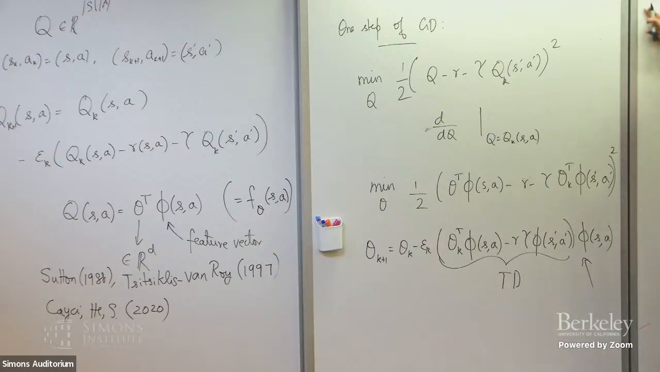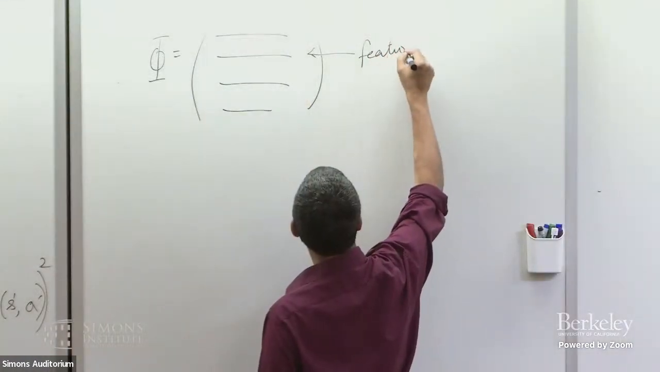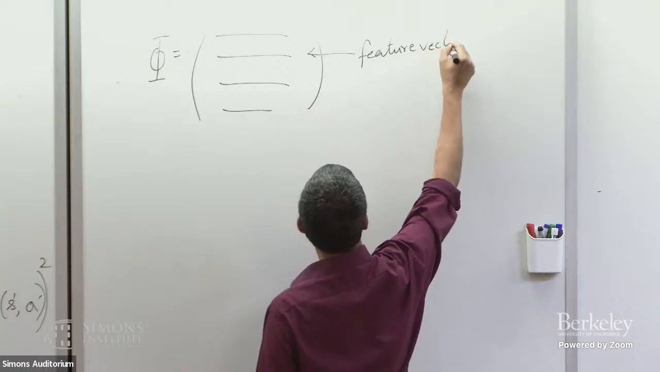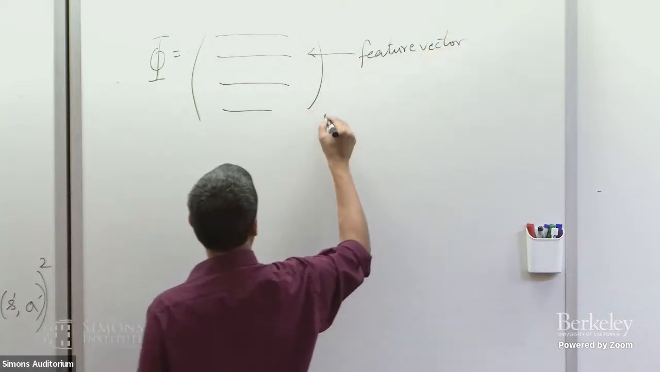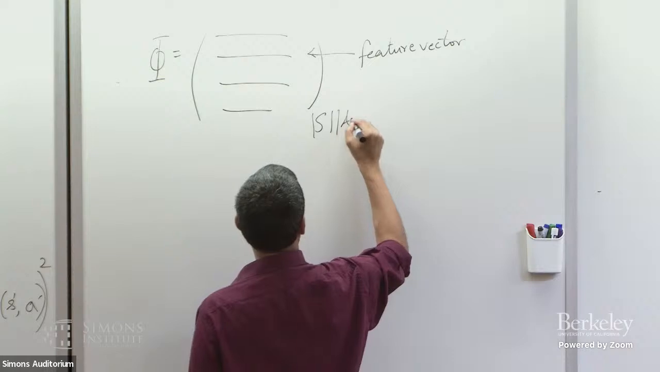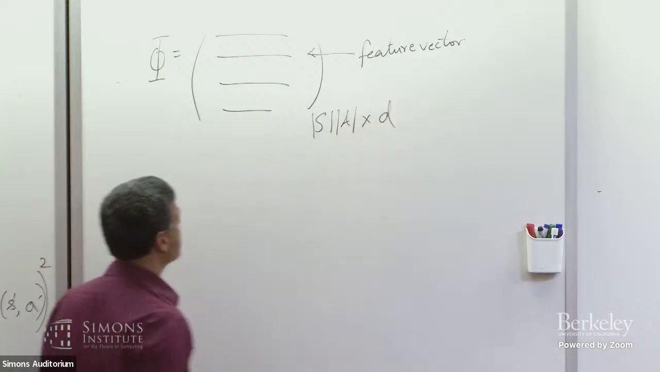So in vector form, as before, first I'm going to define a matrix phi, which consists of the feature vectors written in row form. So each row is a feature vector. This is an S A times D matrix.